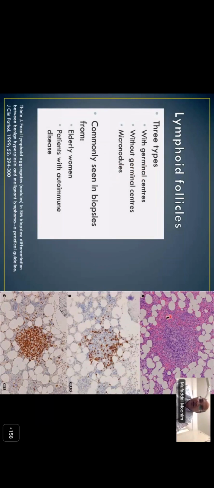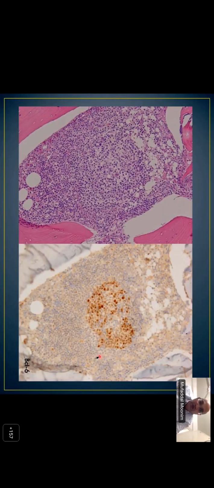So the top picture is an H&E stain showing you a very, very nice lymphoid aggregate, and it doesn't have a germinal center within it. So it's the one without germinal centers. And when you do immunohistochemistry, you realize that it's made up of predominantly CD3 positive T lymphocytes with few CD20 positive B cells. And it's very normal to see such aggregates in bone marrows from elderly women or patients with autoimmune disease.